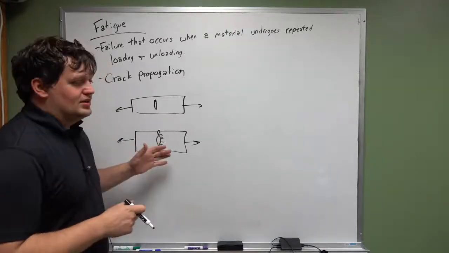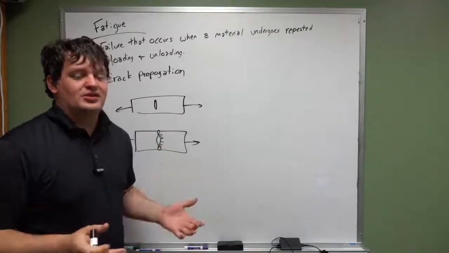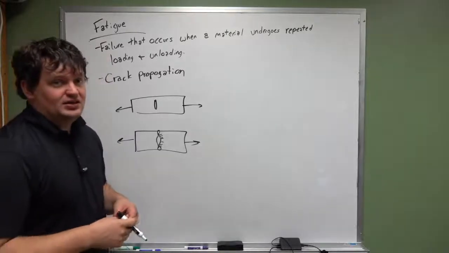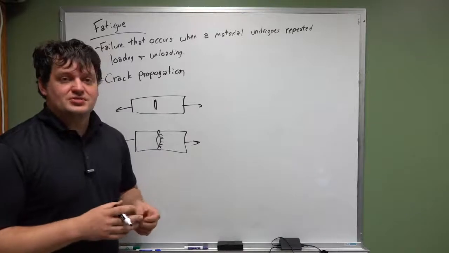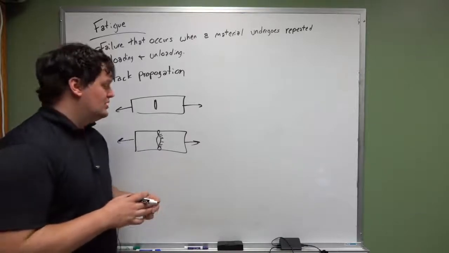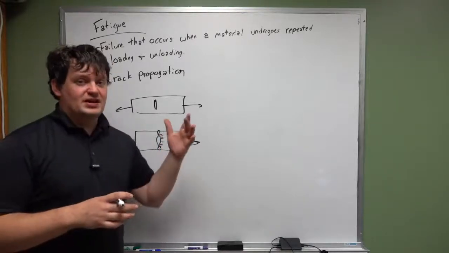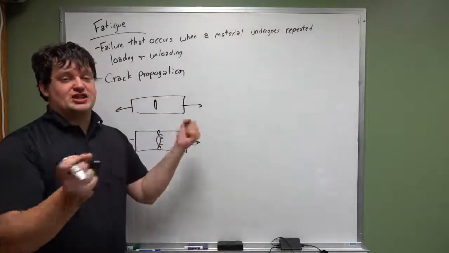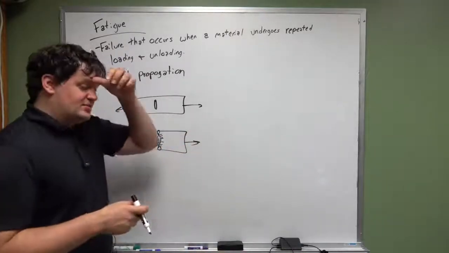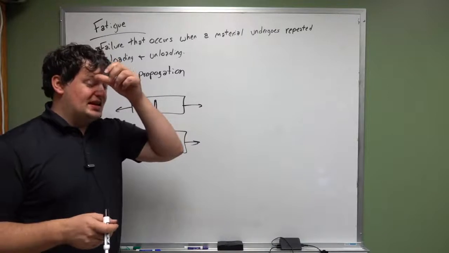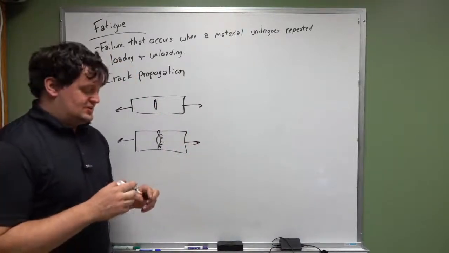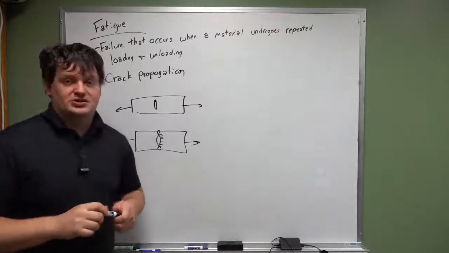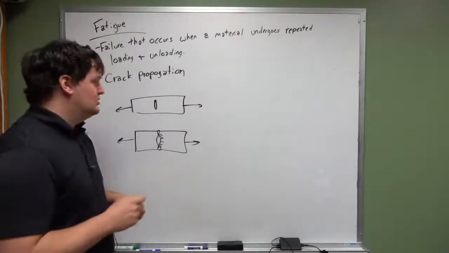Fatigue failure can occur very rapidly. The pictures in the book show that fatigue failure can be a brittle form of failure where it just snaps. Fatigue experiences that kind of behavior, and it's kind of a phenomenon because it's not something that you would see in static failure. It's only something that you see in fatigue.